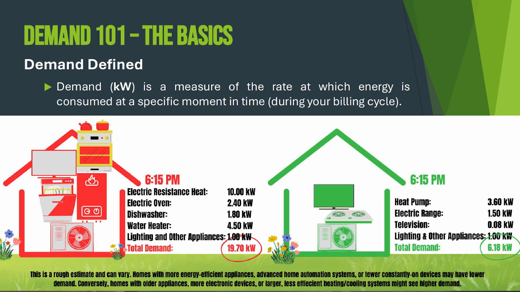We're going to use a couple of examples here. These are residential homes. We have one on the left, one on the right. These are identical times, 6:15 in the evening. The one on the left has a much higher demand. The one on the right has a much lower demand. So we'll see some of the differences there.